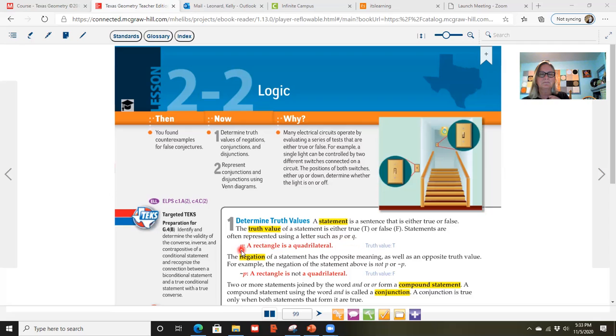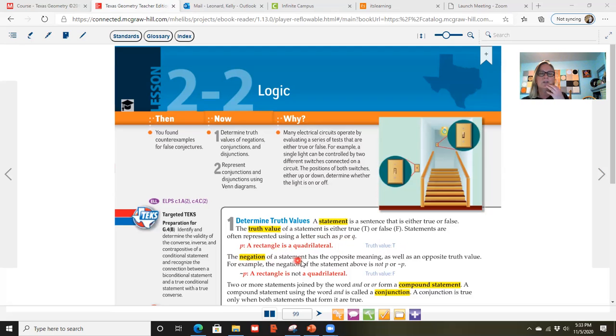So P, this statement P, and at this moment, is a rectangle is a quadrilateral. So if you think about it, what is the truth value of that statement? The truth value is true. Okay. If you put the negation of a statement, that's like saying the opposite truth value.